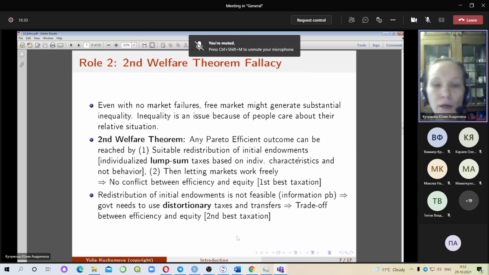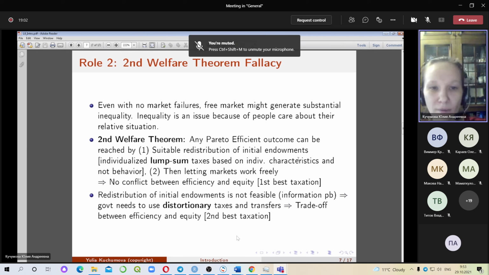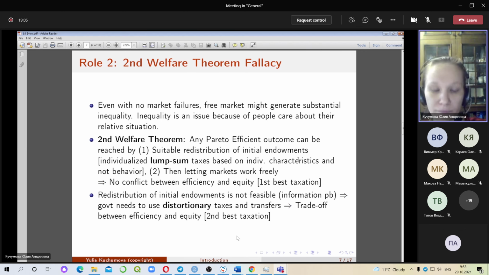So then let us talk about the second role of the government. Even with no market failures, a free market might generate substantial inequality. And inequality is actually a problem, right? Because we do care about our relative situation. No one likes to be poor, especially if there are some extremely rich people.